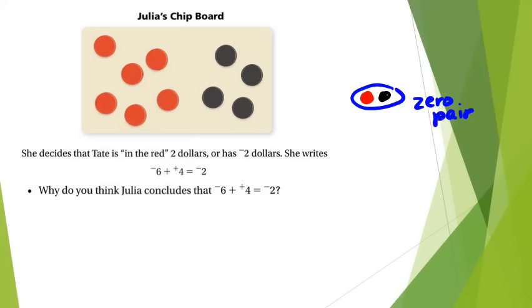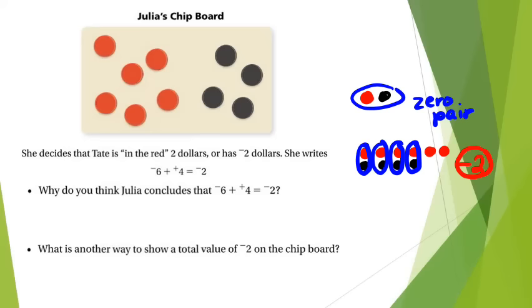So looking at that board right there, if we were to line these up, sometimes it makes it a little easier to see that way. We have a total of 6 negative chips, right? 6 red chips. And we have 4 positive chips, also known as black chips. If I go ahead and cancel out all of those zeros, I'll notice that I'm left with 2 negative chips, which means that even though the board itself has 6 red chips or 6 negative chips and 4 black chips or 4 positive chips, the overall value when the zeros are taken into account is negative 2.